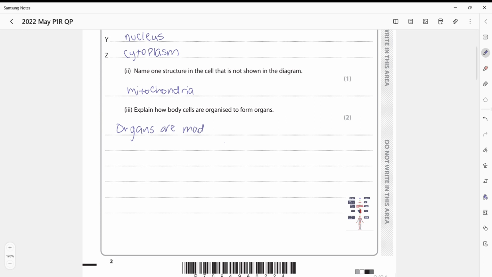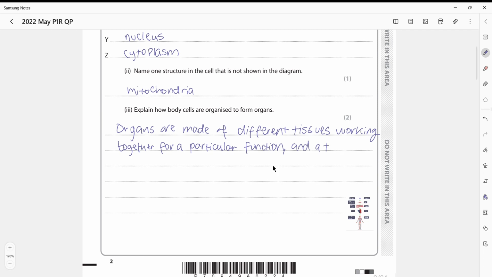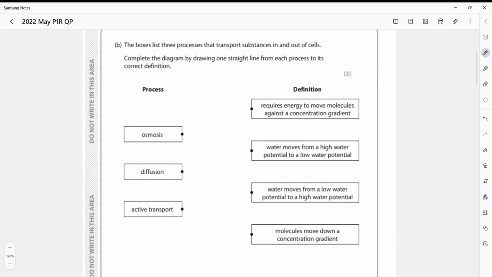So organs are made of different tissues working together, and a tissue consists of similar cells working together. Okay, let's move on to part 3.